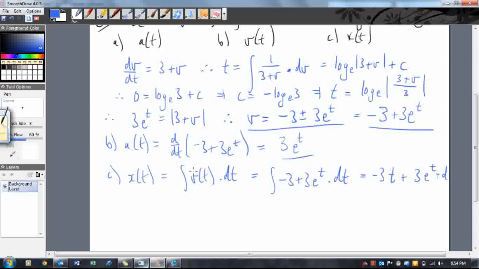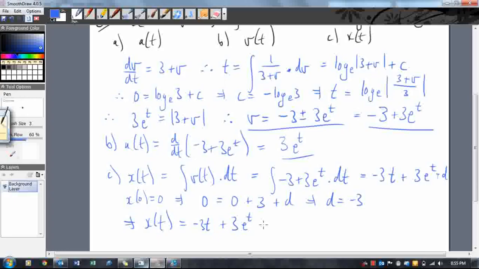And do we know its initial position was 0? And so therefore, initial position at time equal to 0 was 0. So therefore, 0 equals 0, that's 0 there, plus 3e to the 0, so that's just plus 3, plus d. Therefore, d is equal to negative 3. Therefore, my function, I've rushed a little bit, I'm sorry, x of t is equal to negative 3t plus 3e to the t plus d, so minus 3. There's my x of t.